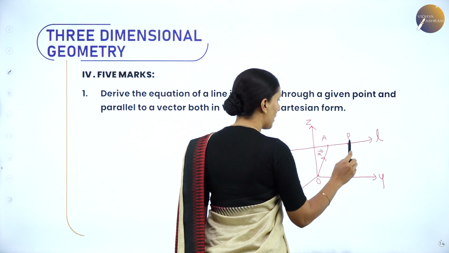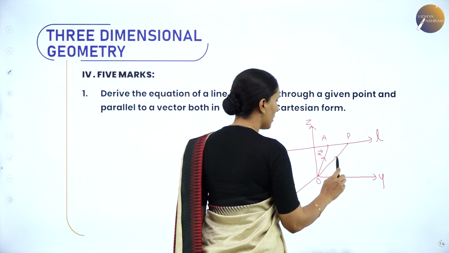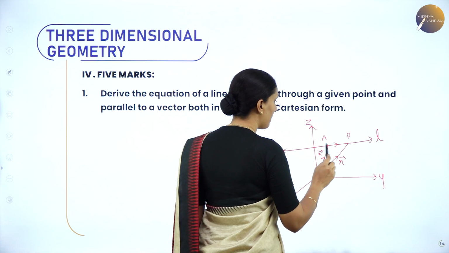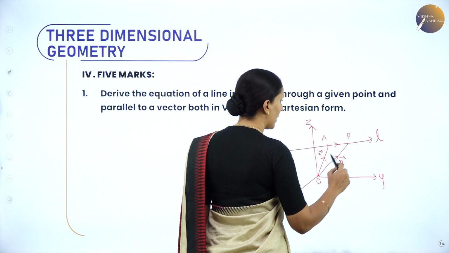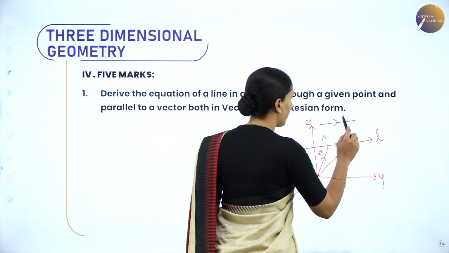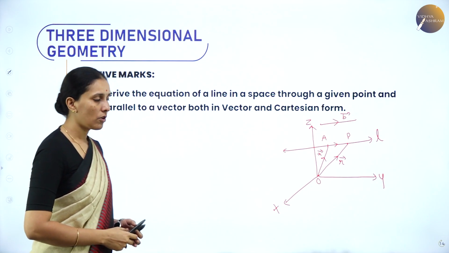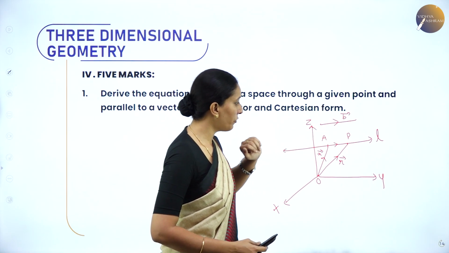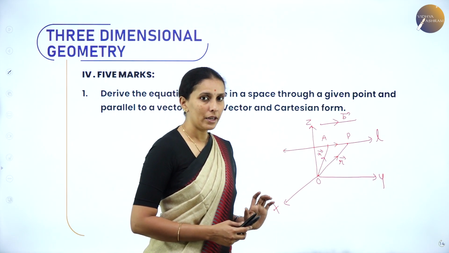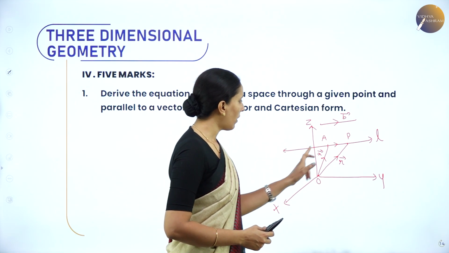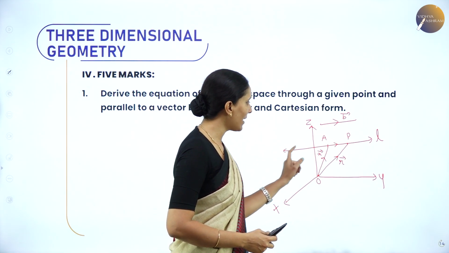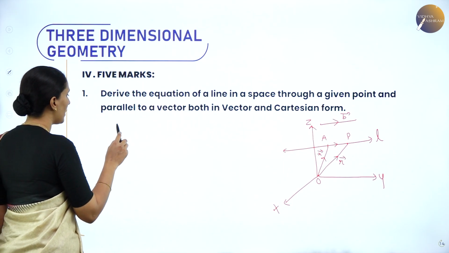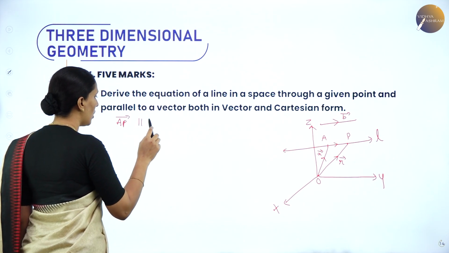Again, let P be any arbitrary point on the line whose position vector is vector R. Now consider vector AP. You can see vector AP lies along the line, and this line is also parallel to vector B. So these are the things you should consider. So consider a line L which is passing through point A and parallel to vector B, and consider any point P, an arbitrary point on the line. Now from the figure we can see, since AP lies on the line L, vector AP is parallel to vector B.